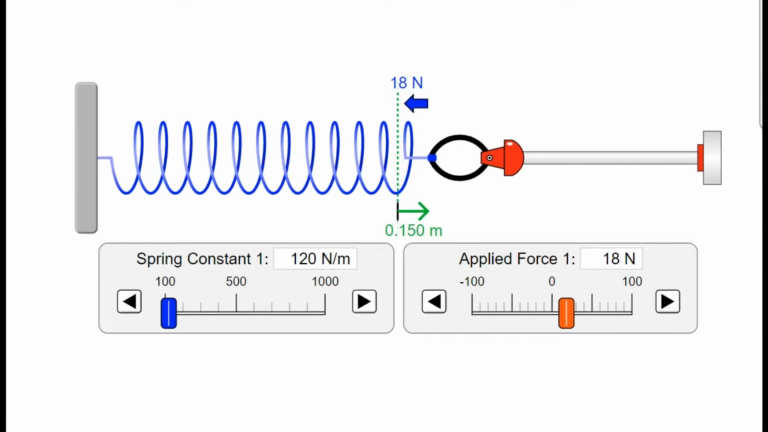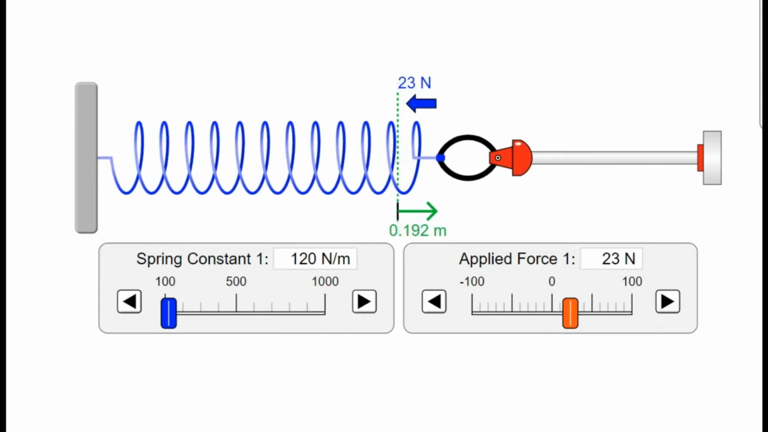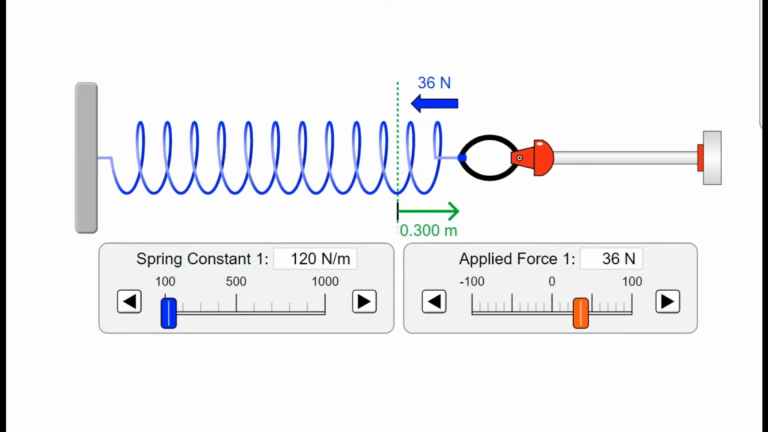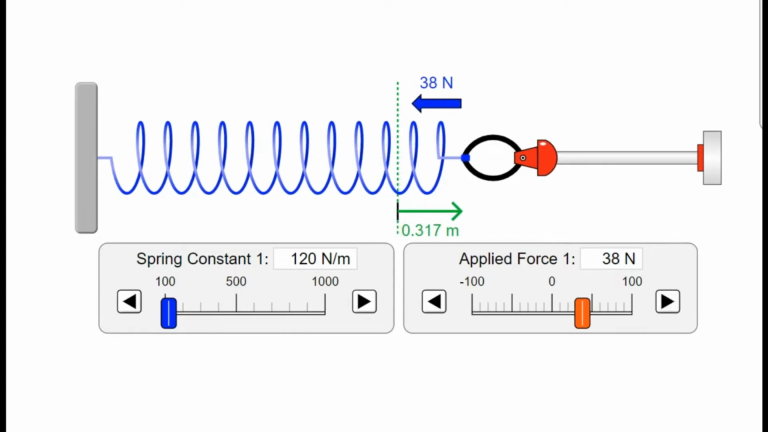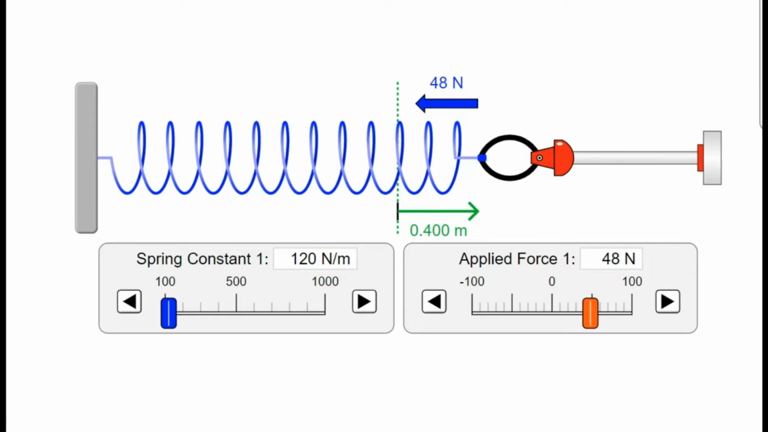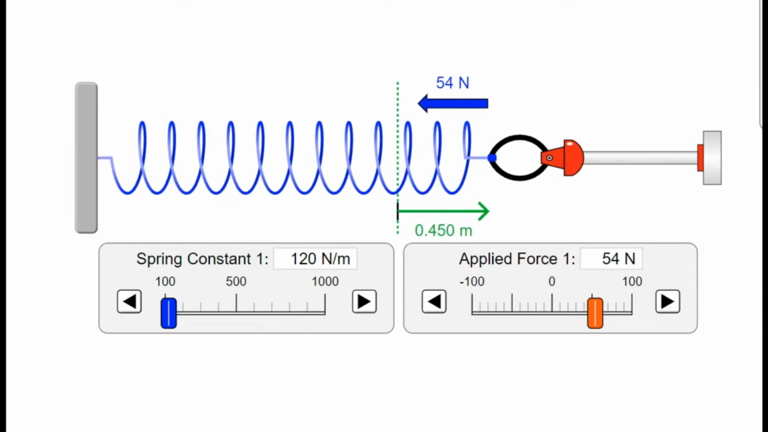18 newtons, I'm at 0.15 meters. 24 newtons, I'm at 0.2 meters. 30 newtons, I'm at 0.25 meters. 36 newtons, I'm at 0.3 meters. 42 newtons, I'm at 0.35 meters. 48 newtons, I'm at 0.4 meters. And this will be my last data point. If the spring exerts 54 newtons on the claw, the spring has been stretched 0.45 meters.